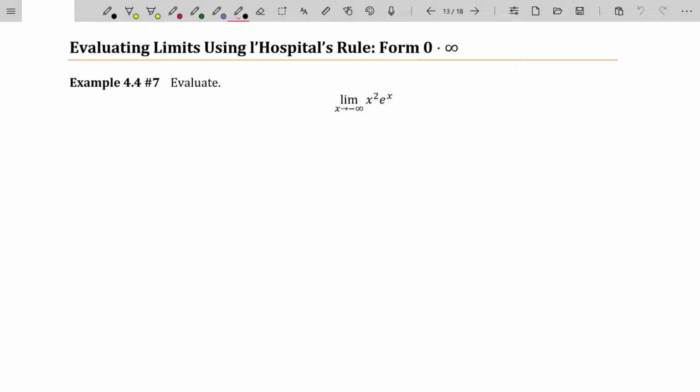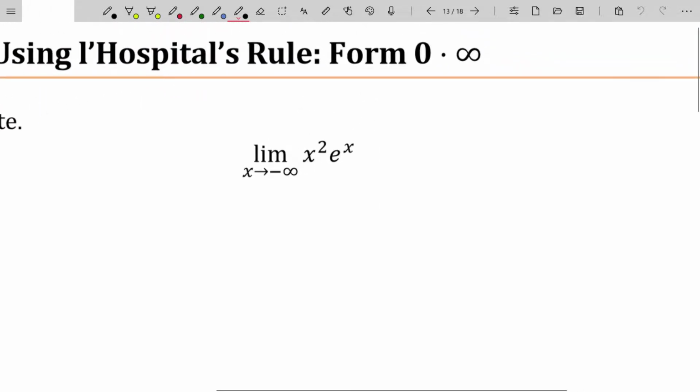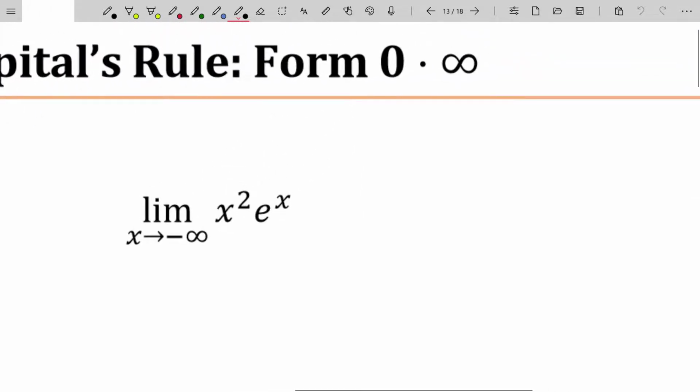And we just finished evaluating limits using L'Hopital's rule on forms of 0 over 0 and infinity over infinity. But now we have an indeterminate form of 0 times infinity. And as I've mentioned previously, this is one of the most dangerous styles that students can run into in calculus, because students will often make the mistake of saying 0 times anything is 0.